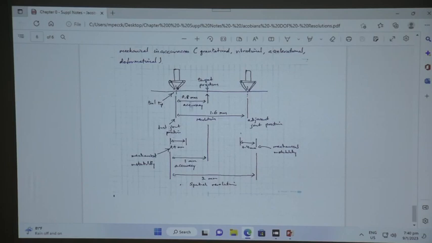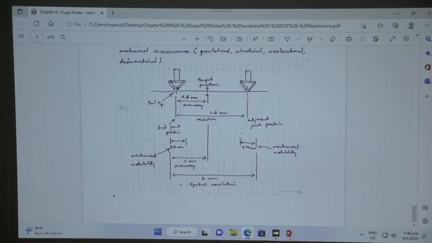So you have this zone of 0.4 mm, and this is the target position over here. So this 0.5 mm is actually at the center of this. So this is 0.2 mm, 0.2 mm. So 0.2 plus 0.8 mm, you have 1 mm of accuracy.